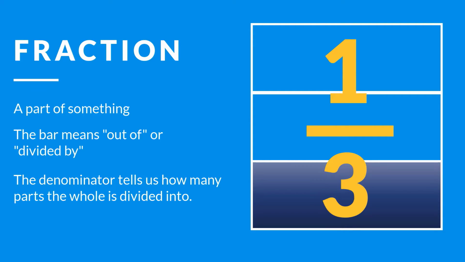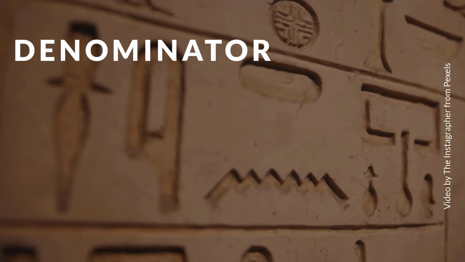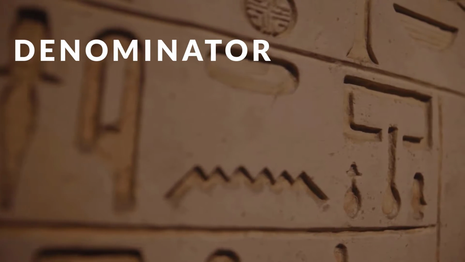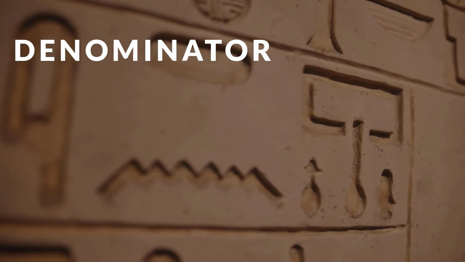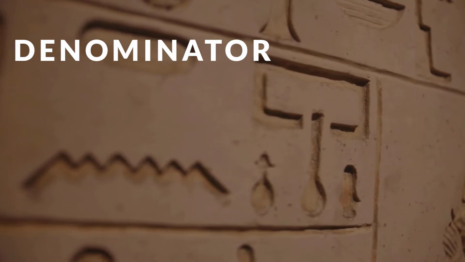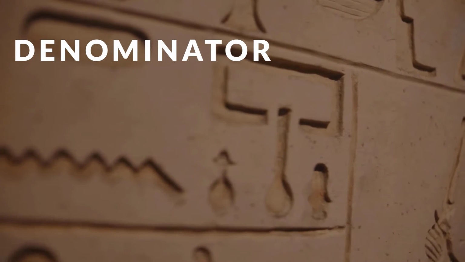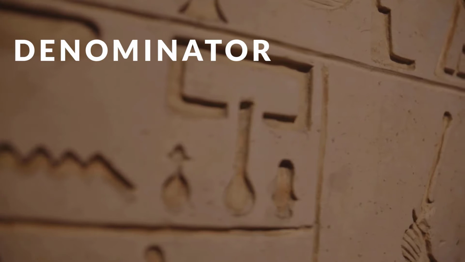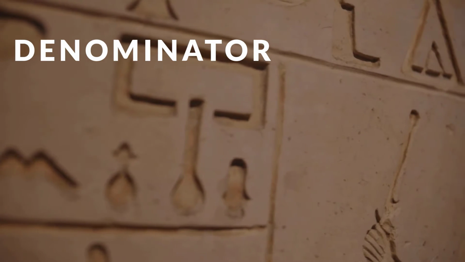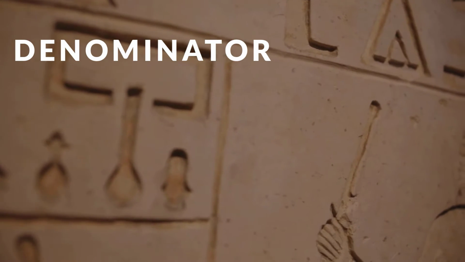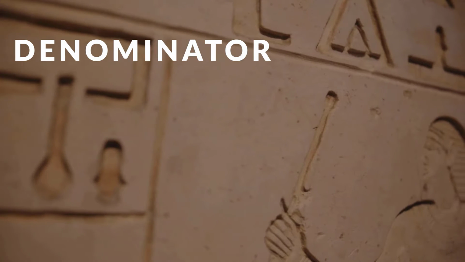Here's a fun fact. The word denominator literally means he who names, which comes from the fact that it names a fraction. If the denominator is 3, we call the fractions thirds. If its denominator is 5, we call them fifths. If its denominator is 6, we call them sixths, and, well, you get the point.